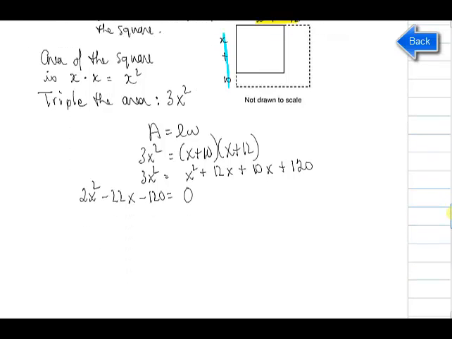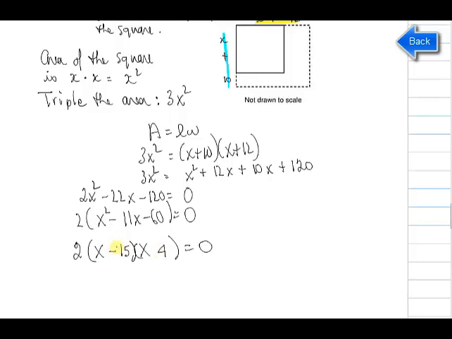Do I have a GCF? Yes, I do. It's 2. So that leaves me with 2 times x squared minus 11x minus 60. I can factor by inspection. The coefficient in front of my x squared is a 1, so I'm going to start by writing 2 sets of brackets, and placing an x in the front of each. So what 2 numbers will multiply to give me negative 60 but add to give me negative 11? That would be 15 and 4. I want negative 11, so my 15 will be negative and my 4 will be positive. Check if you're right. Negative 15 times 4 is negative 60, and negative 15 plus 4 is negative 11.